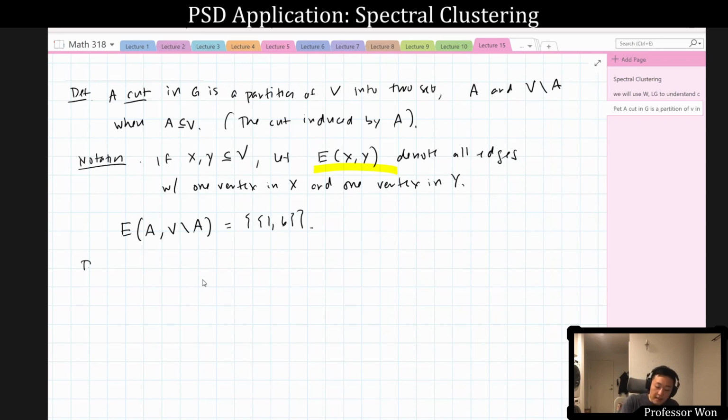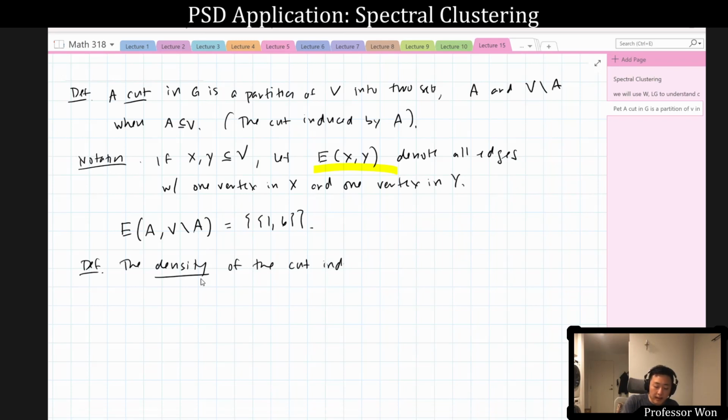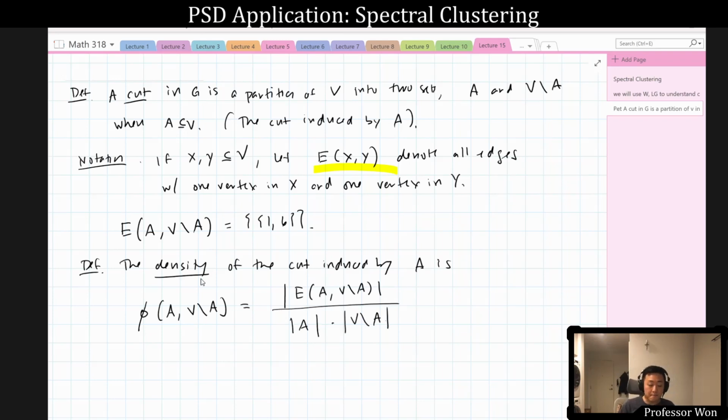Now, the density of the cut induced by A is given the following notation. It's phi of A comma V minus A. We're going to use the Greek letter phi for density here. It's going to be the size of this set, in other words, the number of edges between A and V minus A, divided by the number of vertices in A times the number of vertices in V minus A.